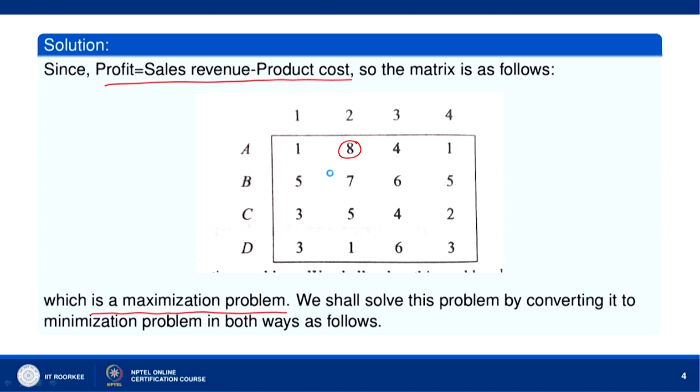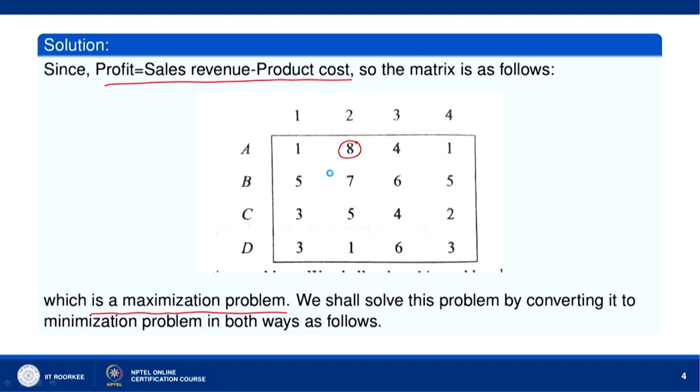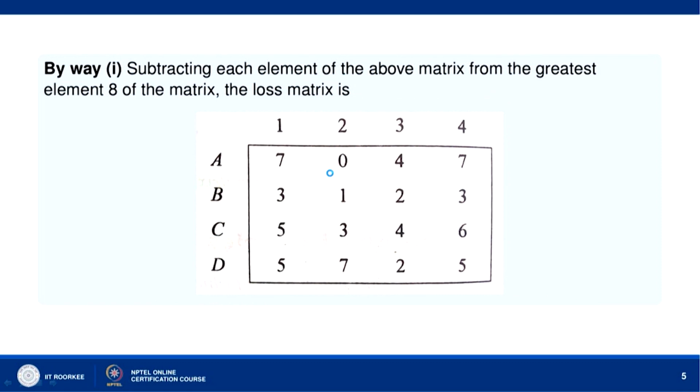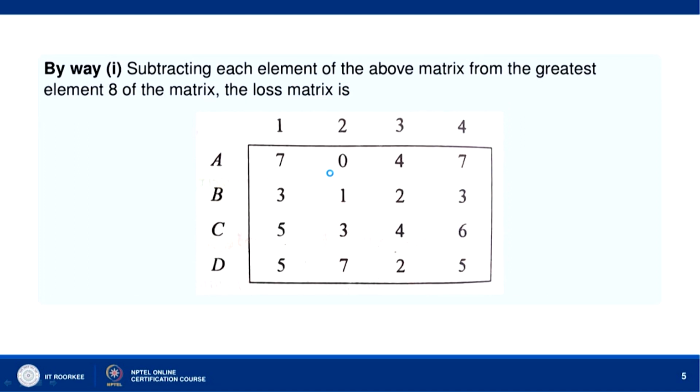So, we get the second row as 3 1 2 3, and then similarly the third row becomes 5 3 4 6. The fourth row becomes 8 minus 3, that is 5, 8 minus 1 is 7, 8 minus 6 is 2, and then 8 minus 3 is 5. So, we get 5 7 2 5. This is now the loss matrix, which we have obtained by subtracting all the elements of the profit matrix from the greatest element of the profit matrix.